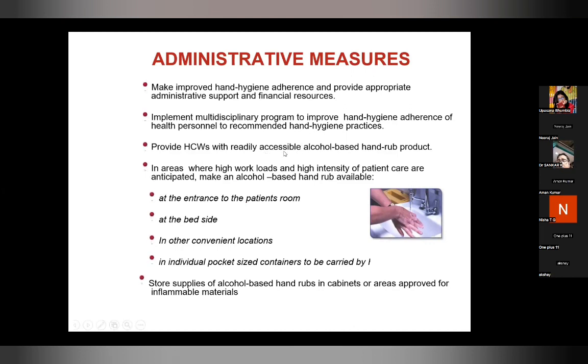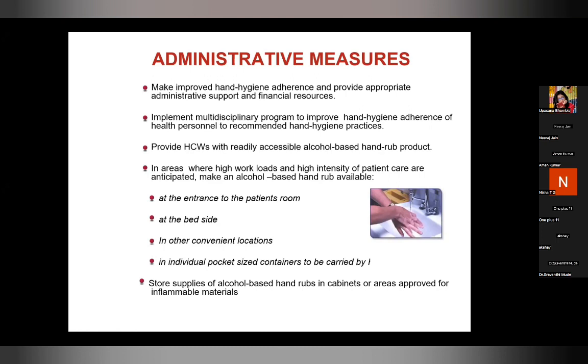Provide healthcare workers with readily accessible alcohol-based hand rub. As I said, अल्कोहल हैंड रब भी उसमें पानी नहीं डालना है, जो हैंड वॉश आते हैं उसमें भी पानी डाल के नहीं रखना है. Adequate supply of hand wash and hand rubs should be given to the healthcare staff. In areas where high workload with high intensity of patient care are anticipated, alcohol-based hand rubs are available at the entrance. Patient के entrance room पे होना चाहिए, bedside होना चाहिए, in other convenient location, nursing station पे होना चाहिए. And if possible, can be carried, now that after the COVID era, many people are carrying in their pockets also.